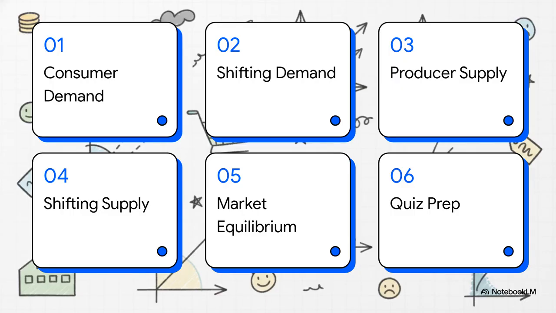We're going to build our understanding block by block today. We'll start with understanding consumer demand, the details of shifting demand, understanding producer supply, and the details of shifting supply. Then, the grand climax, achieving market equilibrium, before finally wrapping up with a little prep for your quiz.